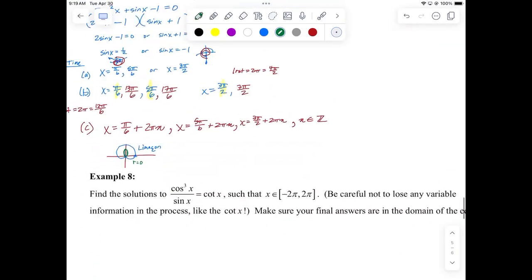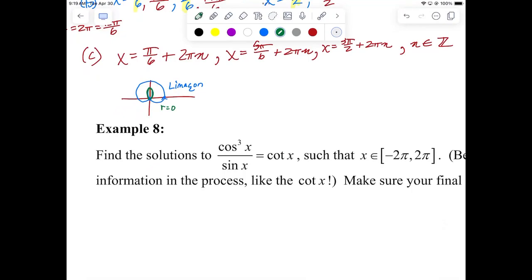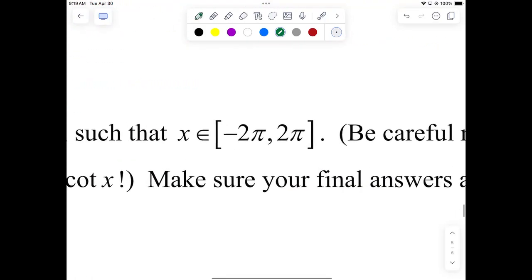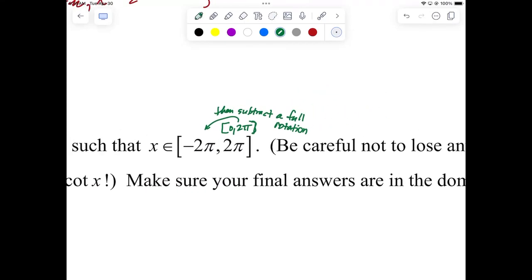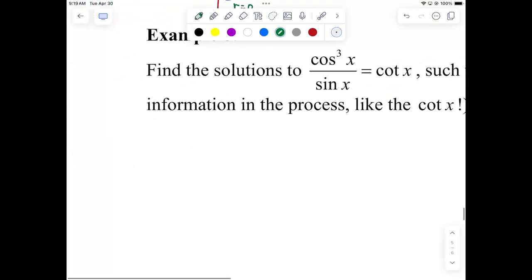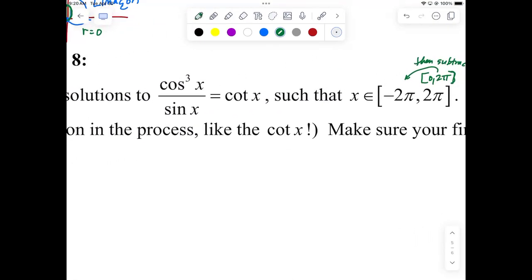Okay, let's move to example 8. Find the solutions to cosine cubed of x over sine of x equals cotangent of x such that the solutions, here we go, Peyton, are between -2 pi and 2 pi. So now we're going back a negative rotation. So here's my goal. I'm going to find all the ones first between 0 and 2 pi, and then I'm going to go backwards. Then subtract a full rotation. I got to have a strategy. Find all of the ones in our wheelhouse between 0 and 2 pi, and then subtract the full rotation to get the others. Now it says, be careful not to lose any variable information in the process, like the cotangent of x.